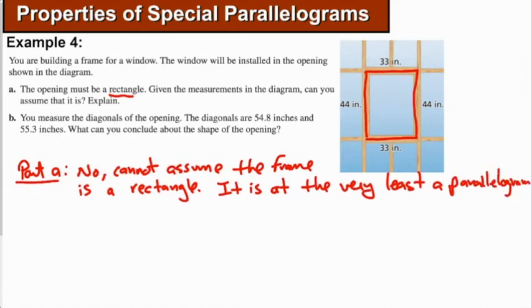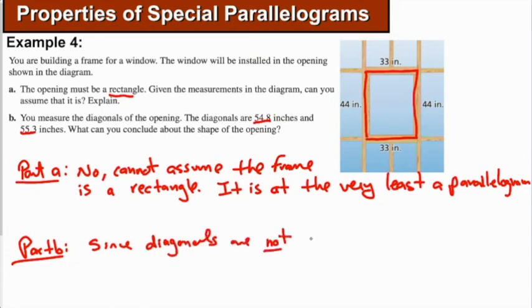So how do we show that a parallelogram is a rectangle? Well, we can either use the definition and show that we have 4 right angles, or we can use the theorem and show that the diagonals are congruent. Part B says if you measure the diagonals of the opening and the diagonals are 54.8 inches and 55.3 inches, what can you conclude about the shape of the opening? Since diagonals are not congruent, it is not a rectangle.